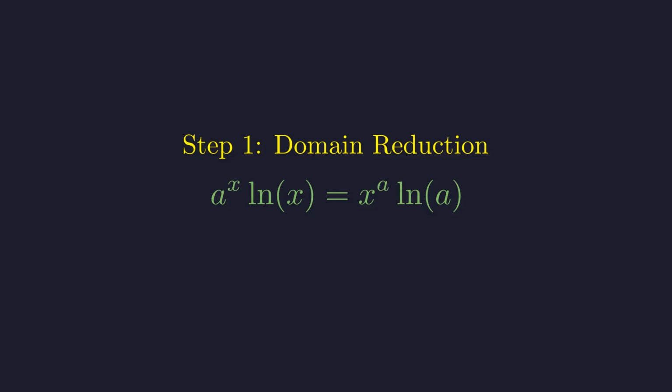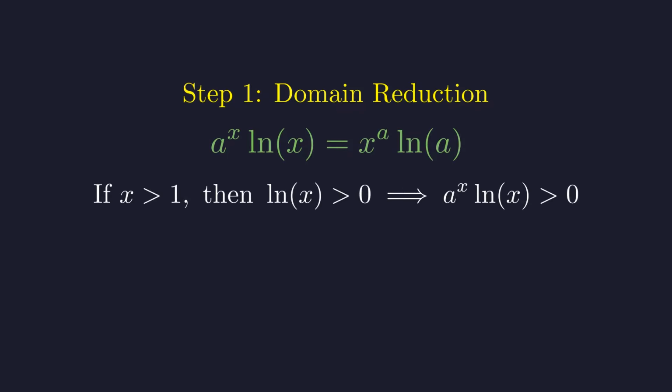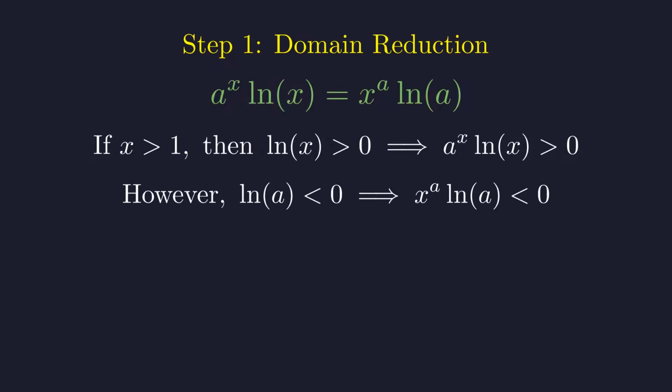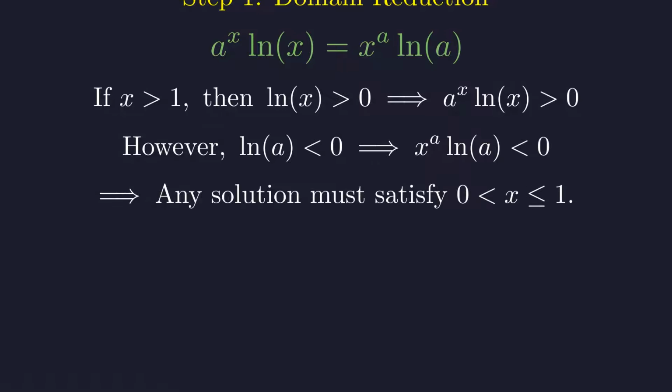Now here's where things get interesting. Let's think about the signs of these two sides. Remember, a is between 0 and 1, which means the natural log of a is negative. Suppose x were greater than 1. Then, the natural log of x would be positive. And since the exponential term is always positive, the entire left side would be positive. And there's our contradiction: a positive number can't equal a negative number. So any solution must have x between 0 and 1 inclusive.